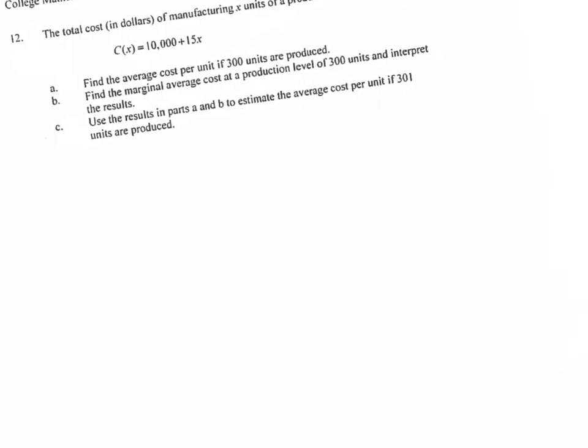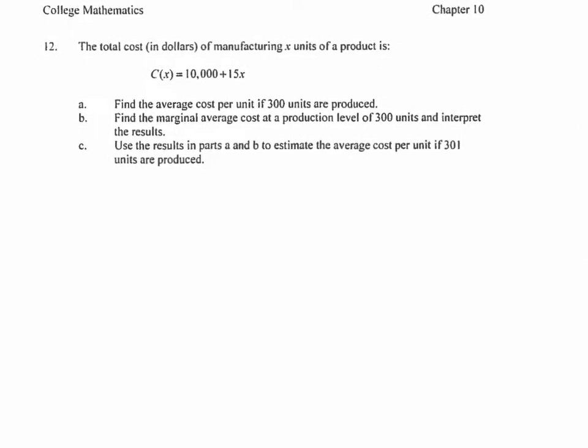So let's look at a few real-world problems and see if we can figure out how to apply this. The total cost in dollars of manufacturing x units of a product is this. We want to find the average cost per unit if 300 units are produced.